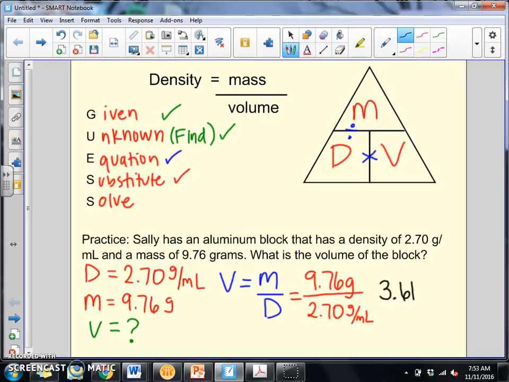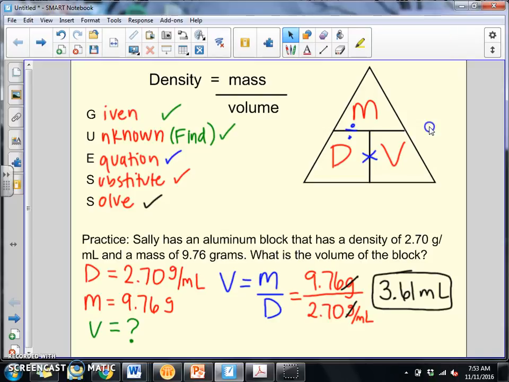And I have to look at my units. I see that I have grams on the top and on the bottom, so they cancel out, and all I have left is milliliters. I'm going to box in my answer. So I've gotten the last part. So that is how I would solve for density in this problem.